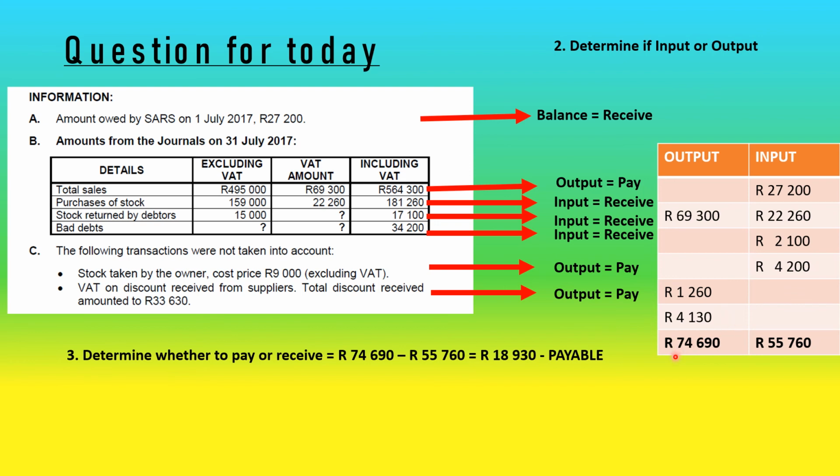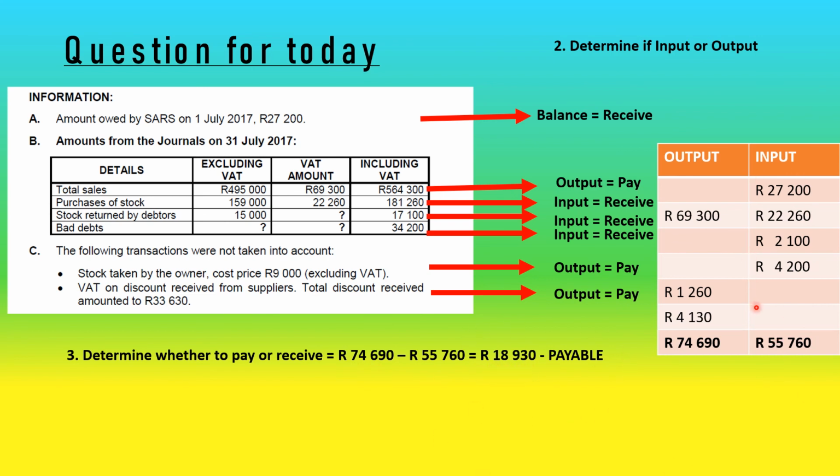Right, now you will see that what I've done is I've totaled up both columns. One column says 74,690, one column says 55,760. Output VAT is VAT that you pay to SARS, so you have to pay SARS 74,000, and input you have to claim from SARS 55,000. The difference between the two is 18,000, which is payable to SARS.